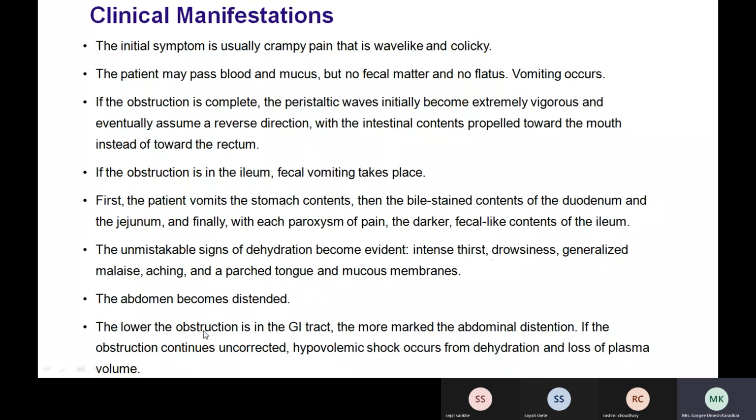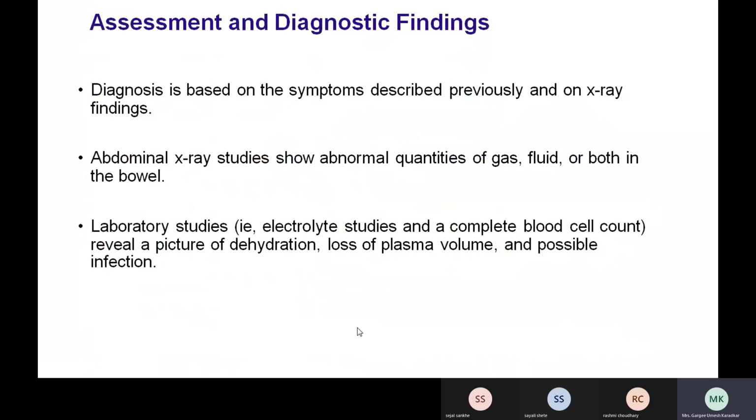Abdomen, it is distended. Then the lower the obstruction is in the GI tract, what happens? There is more abdominal distension which is seen. And if the obstruction continues uncorrected, the hypovolemic shock occurs from dehydration, and then there is a loss of plasma volume. Okay, so these are the clinical manifestations of small bowel obstruction.